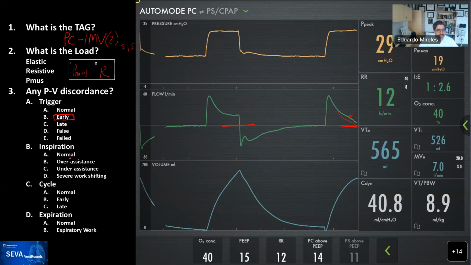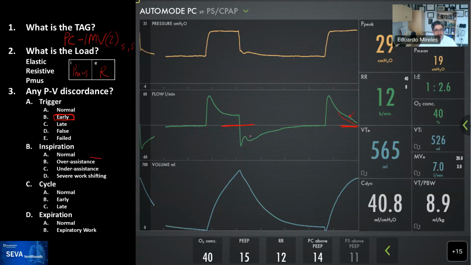In inspiration, I would say that the breath is completely assisted throughout. There's evidence of assistance. The pressure never drops below or changes. And if anything, when there's early trigger, it's hard to talk about assistance because in reality the breath is out of sync with what you're aiming. So I would say that under these circumstances, if anything, I would call it normal because the ventilator is still.